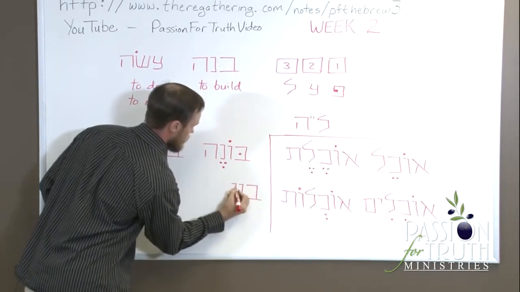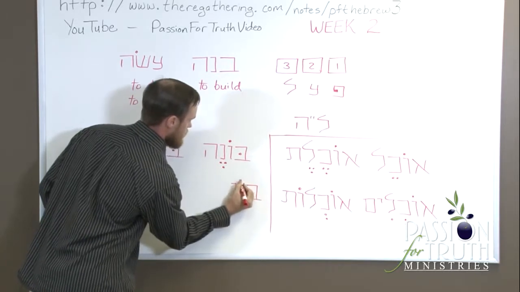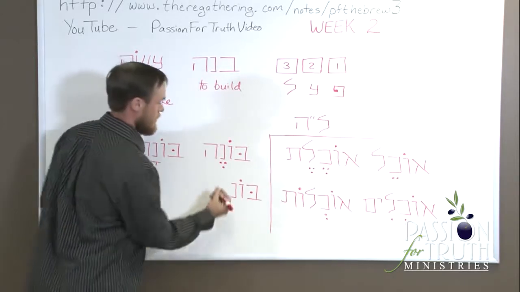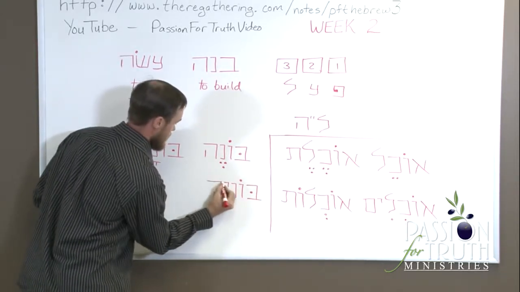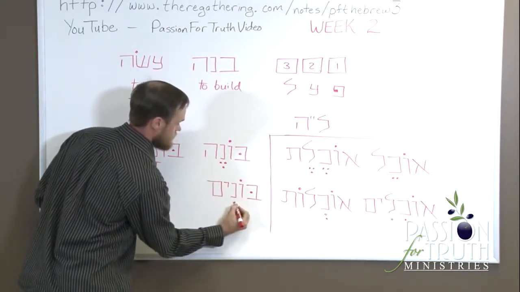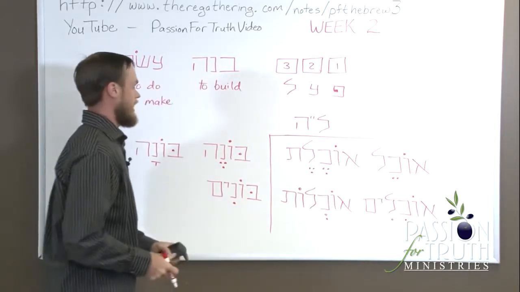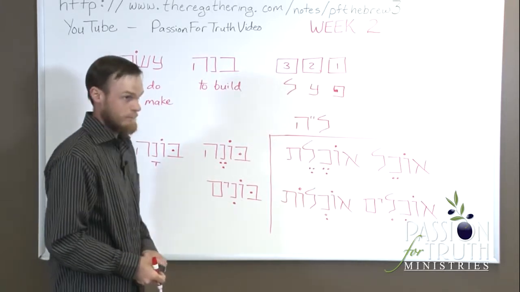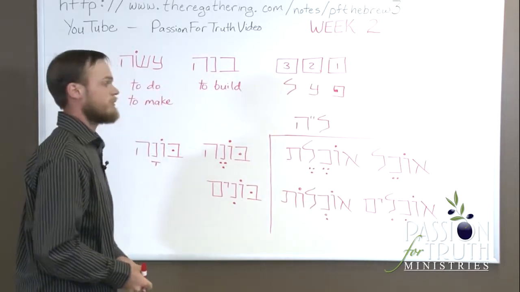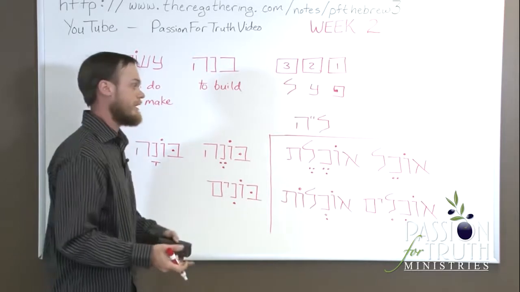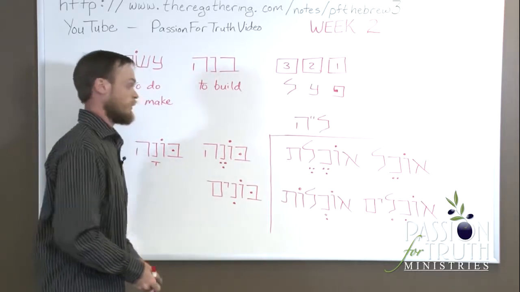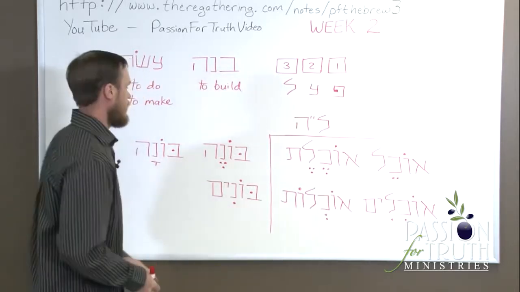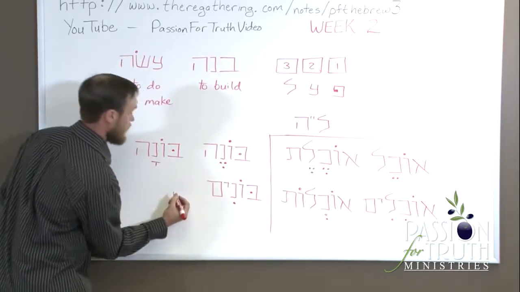And the masculine plural. The masculine plural, we actually drop the he, and it becomes bonim. So if Adam and David are building something, Adam v'David bonim. Or if just a general they are building something, hem bonim. Or if we are building something, anachnu bonim, if we happen to be masculine.